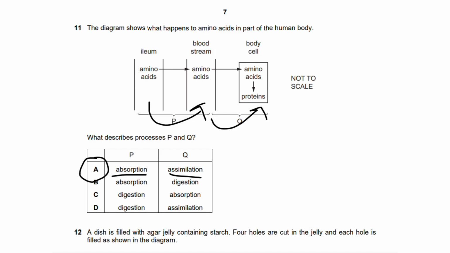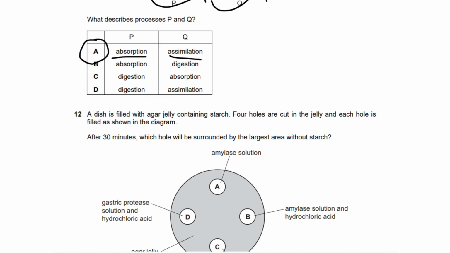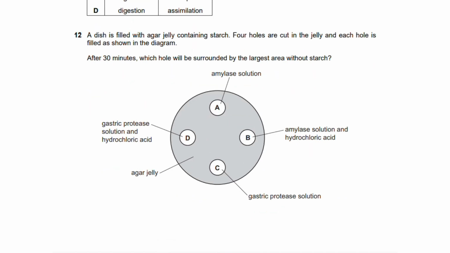Let's move on to question number 12. So question number 12 states that a dish is filled with agar jelly containing starch. 4 holes are cut in the jelly and each hole is filled as shown in the diagram. After 30 minutes, which hole will be surrounded by the largest area without starch? So we have an agar jelly containing starch. So the gray area, it contains starch.